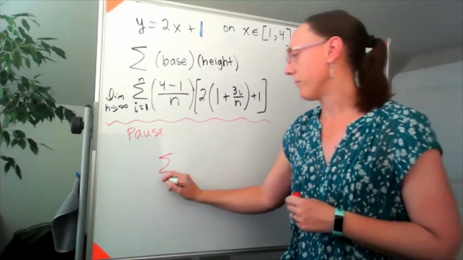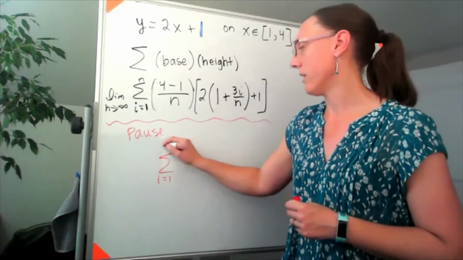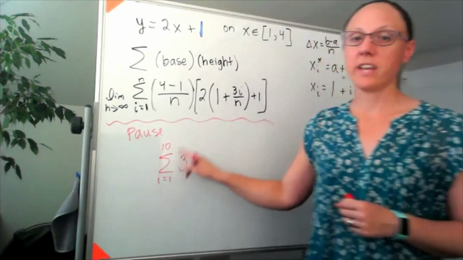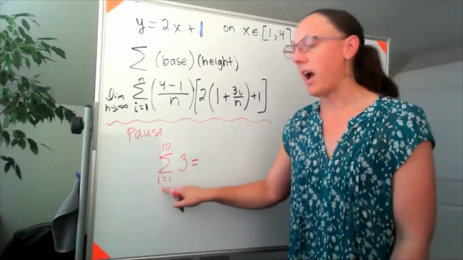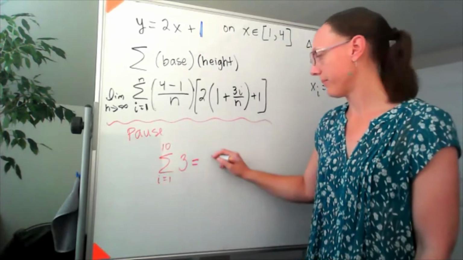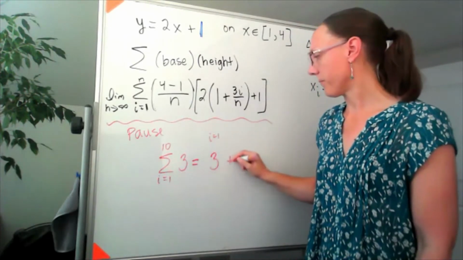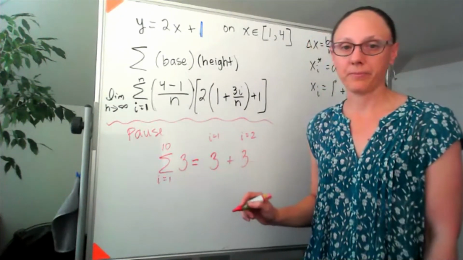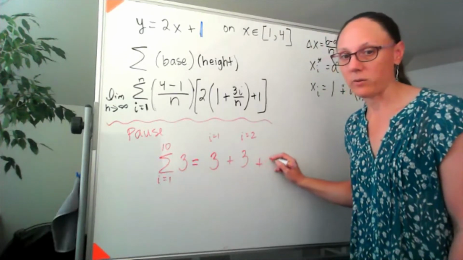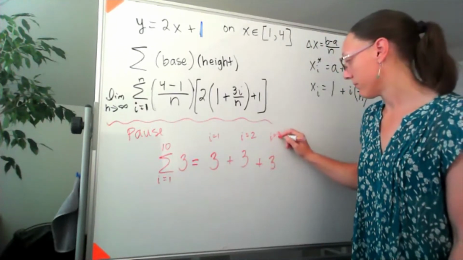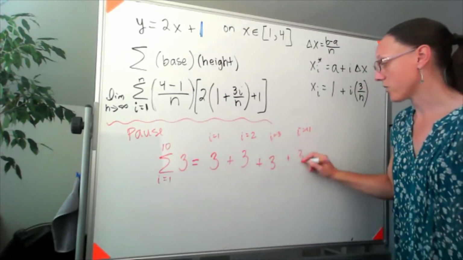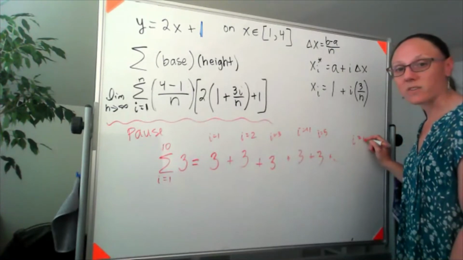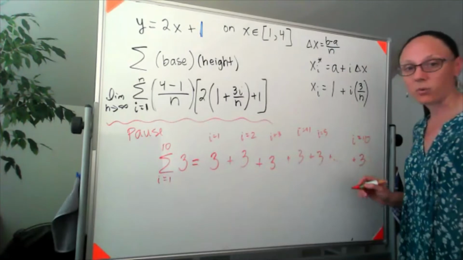So if I take the sum from i equals 1 to 10 of the number 3, then notation-wise, this says when i equals 1, my function is 3. When i equals 2, my function is 3. When i equals 3, my function is 3. When i equals 4, my function is 3. It's like the world's least interesting function. And we're going to go all the way up to i equals 10, and my function will still be 3.